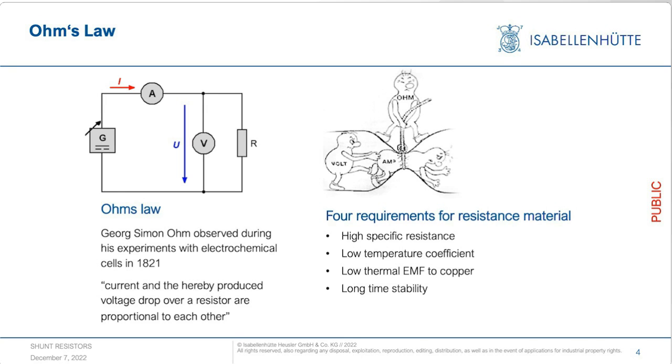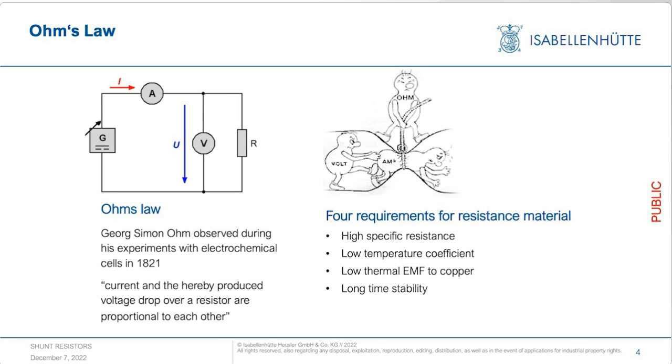This is important because you have to be able to generate a significantly high voltage drop out of a limited volume and a limited space used to form the resistor. Secondly, the material should show a low temperature coefficient. This is important because you want to have your measurement as independent as possible from the temperature itself.